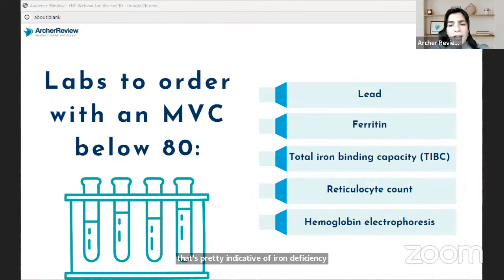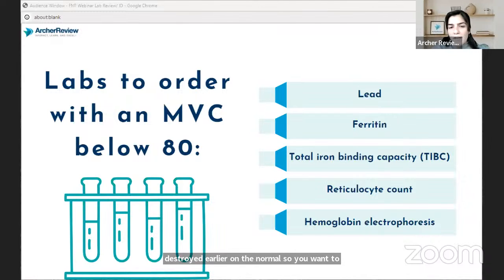You also want to check the reticulocyte count. Reticulocytes, if you'll remember from anatomy and physiology, are those immature red blood cells. So if a retic count is low, then the red blood cells are being destroyed earlier on than normal. So you want to investigate that.